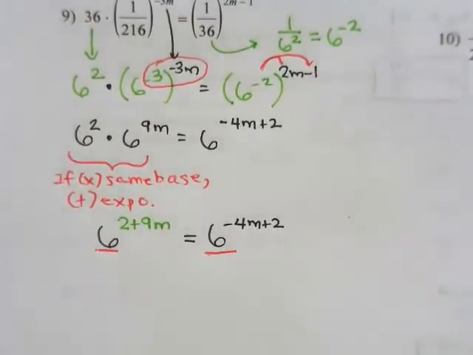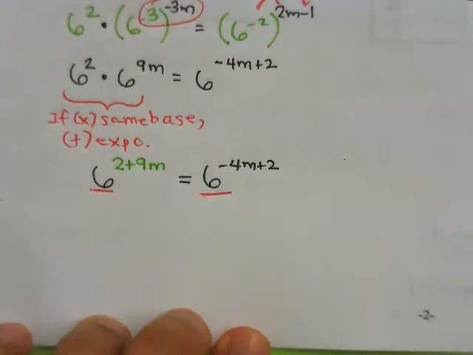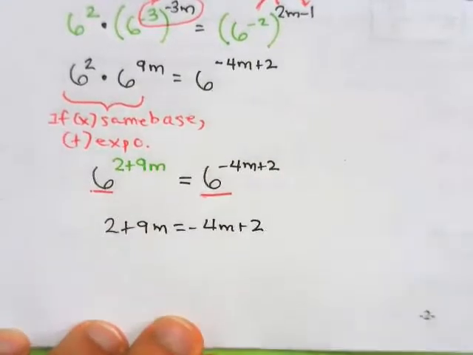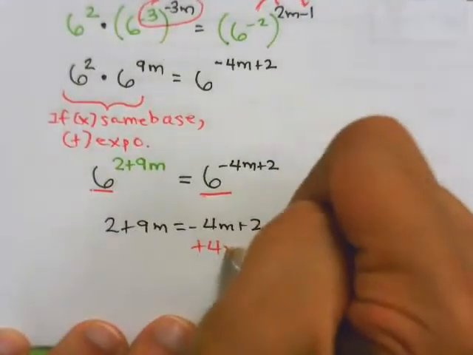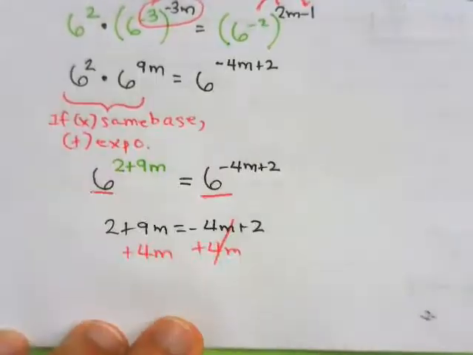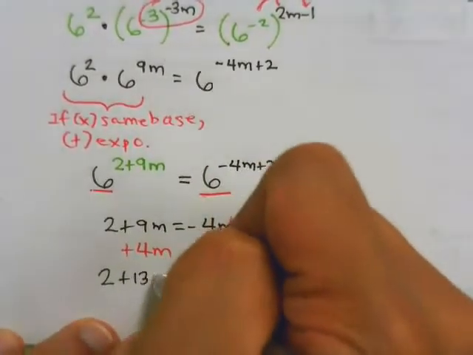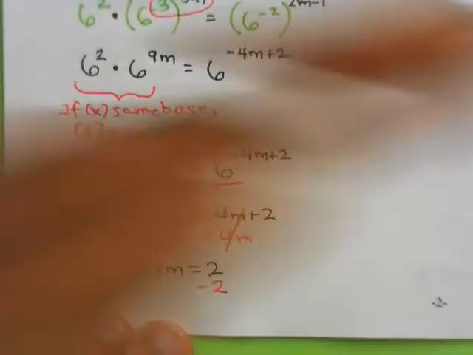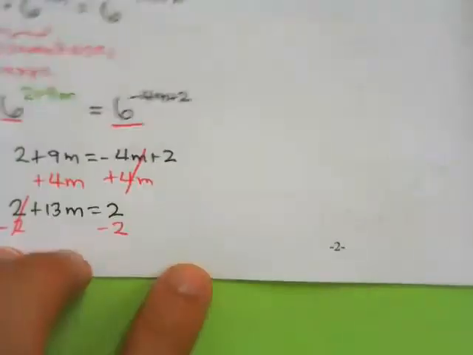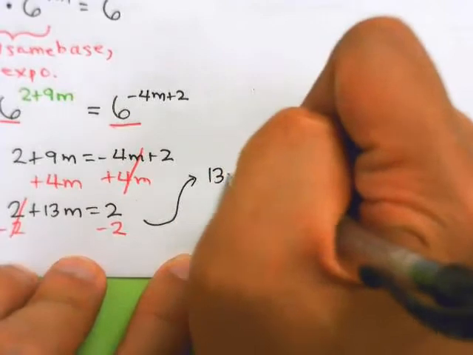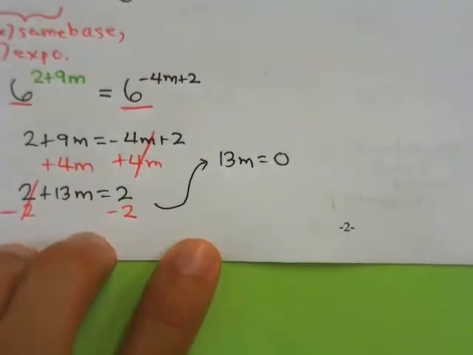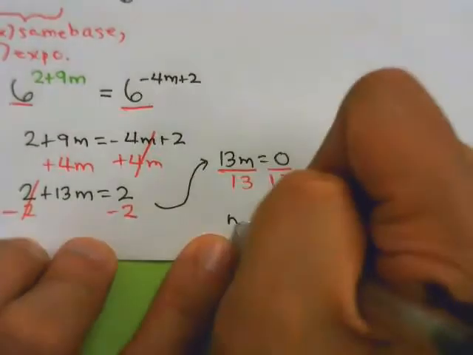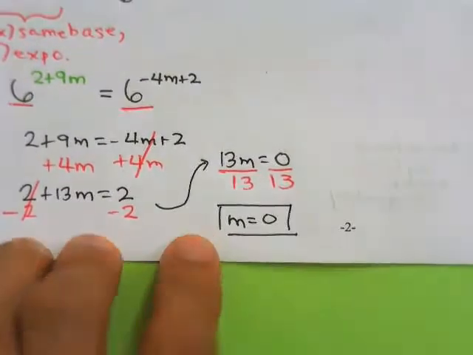They now have the same base, so now you can drop the bases and set the exponents equal to each other. 2 plus 9m is equal to negative 4m plus 2. Let's go ahead and solve this. I'm going to add 4m on both sides. 2 plus 13m is equal to 2. Ooh, this is going to be a nice one. Minus 2 on both sides. And this can happen. 13m is equal to 0. And then divide both sides by 13. This is a legitimate answer. Sometimes it's equal to 0.